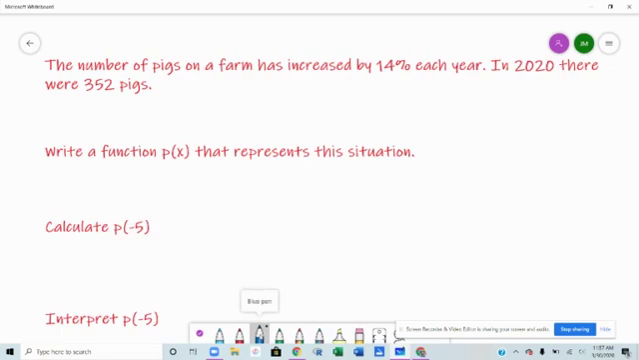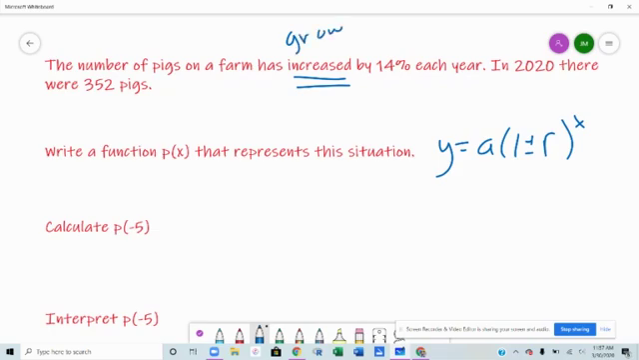So we want to make sure we know what a and we know what r are. And we want to know if it is a plus or a minus, a growth or a decay. So the number of pigs on a farm has increased. Right there, it tells us increase, which means this is growth. So it is going to be 1 plus the rate, 14%, which is your rate, but turn that to a decimal, which is 0.14. Then it says in 2020 there are 352 pigs, which is your starting amount.